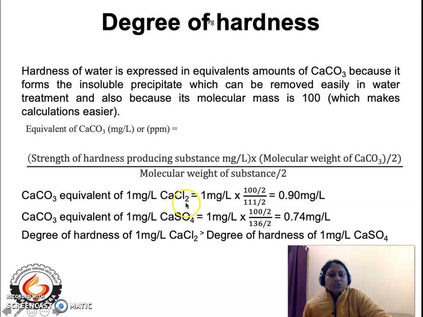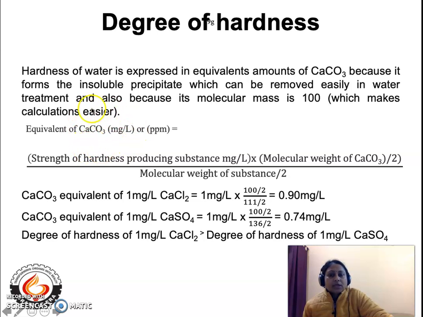So that means which salts are responsible for more hardness. If we ever have to compare, then how will we compare such type of hardness? So there is a formula for this, that is, we have to convert all these hardness producing salts into calcium carbonate equivalent. Now, why are we selecting calcium carbonate as the standard?